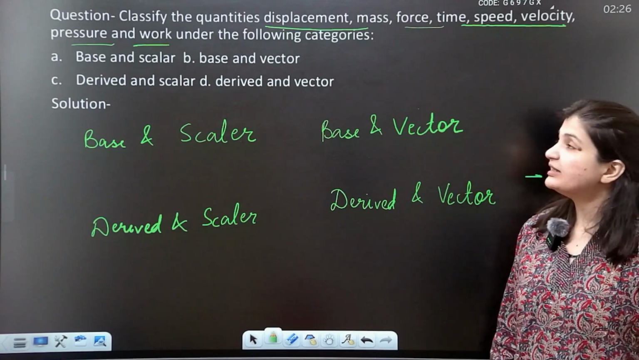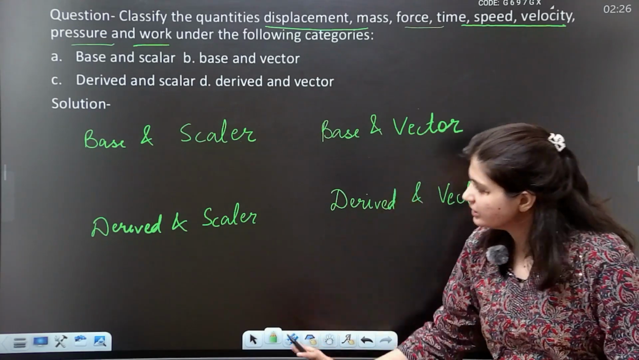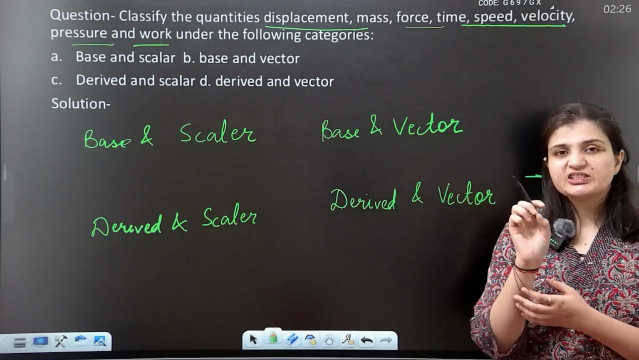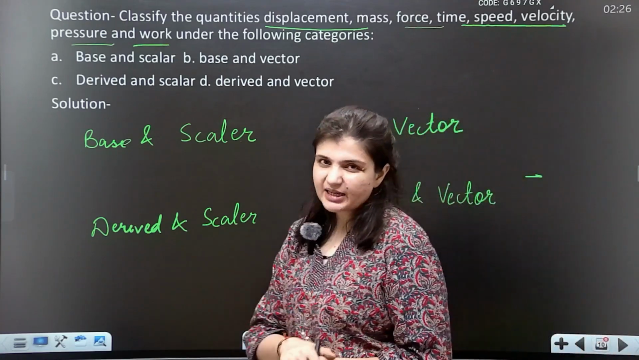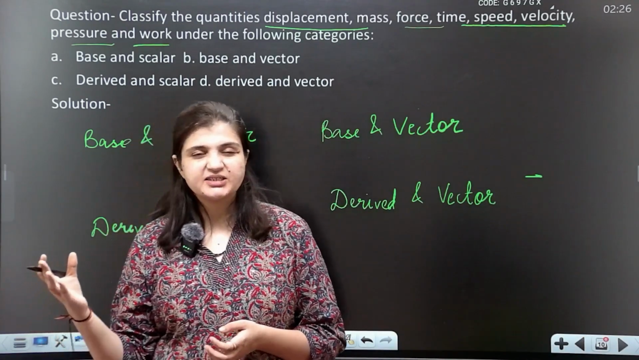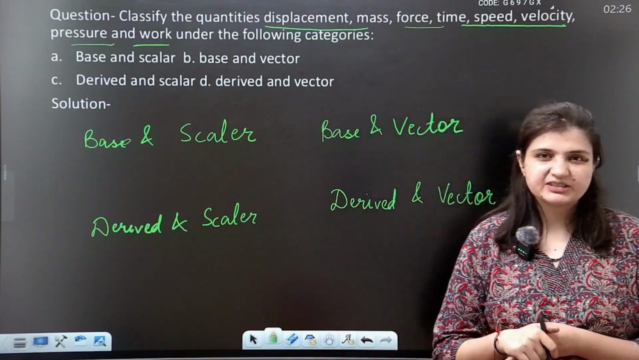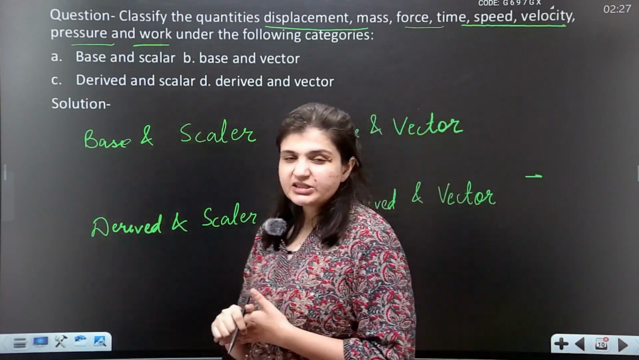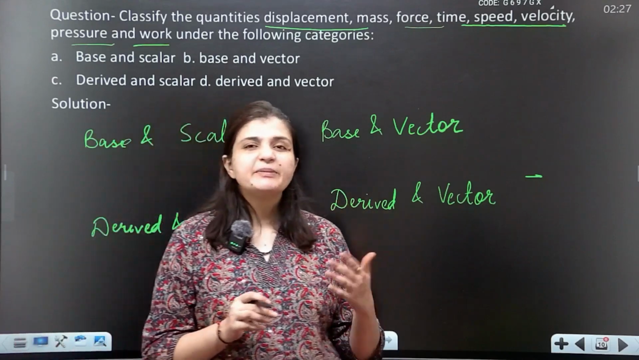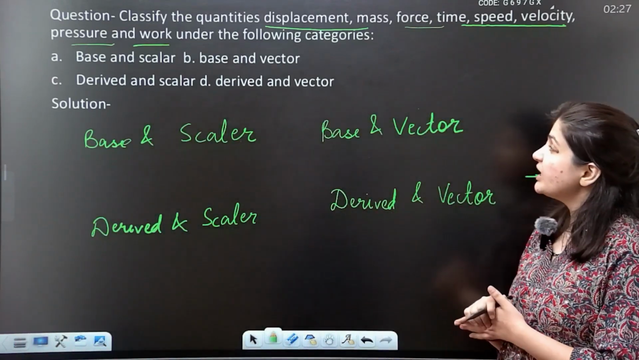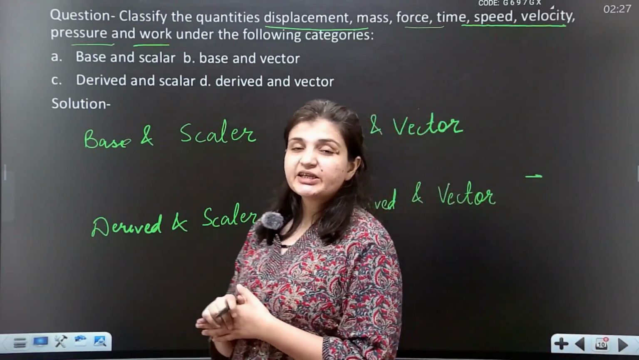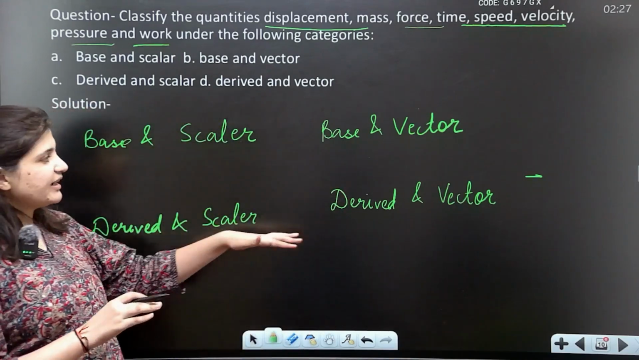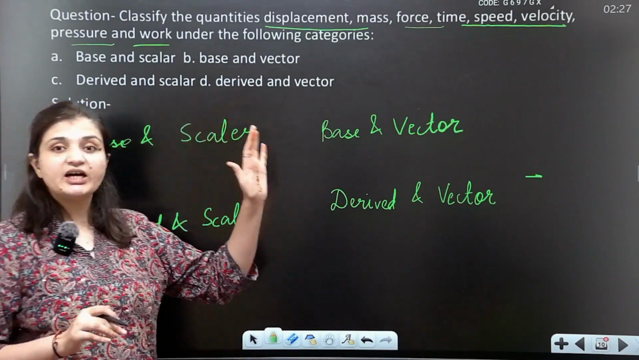First of all, we have understood the concepts of scalar, which has only magnitude, and vector, which has magnitude and direction. We have the concept of base quantities, which are not dependent on any other thing, and derived quantities, which are dependent on the base quantities. Now, students, let's classify these quantities into base and scalar, base and vector, derived and scalar, and derived and vector. First of all, we have displacement.